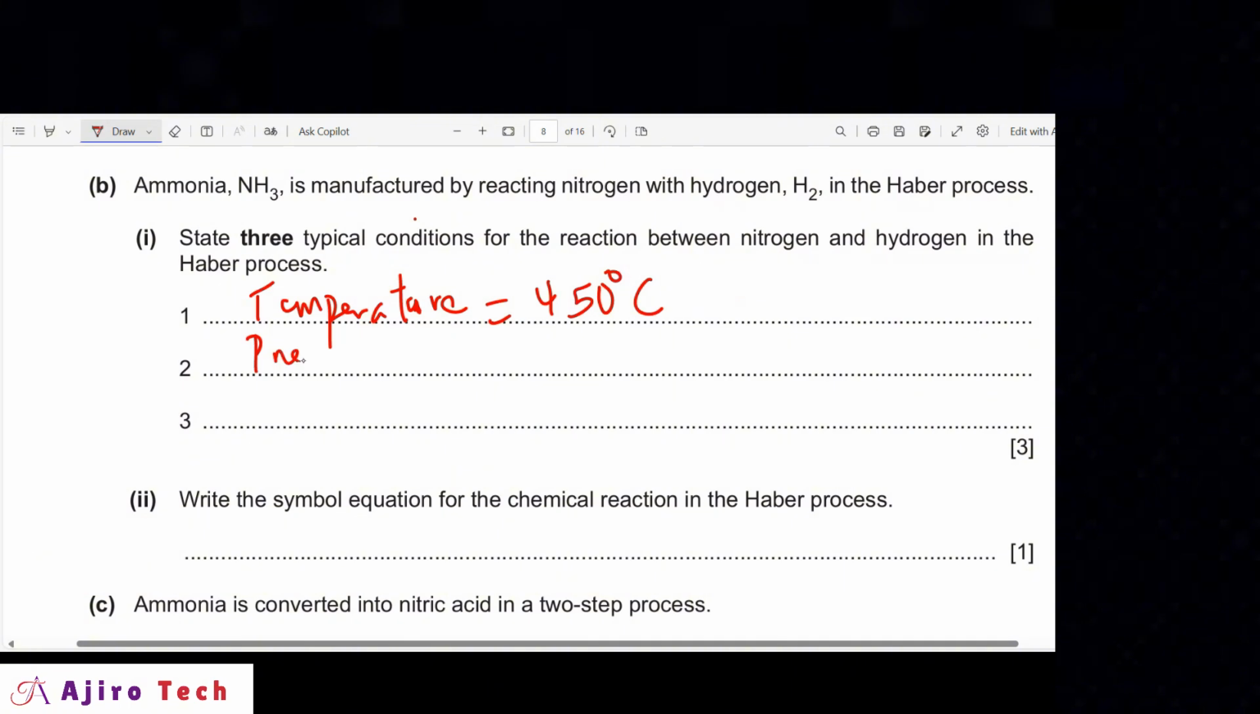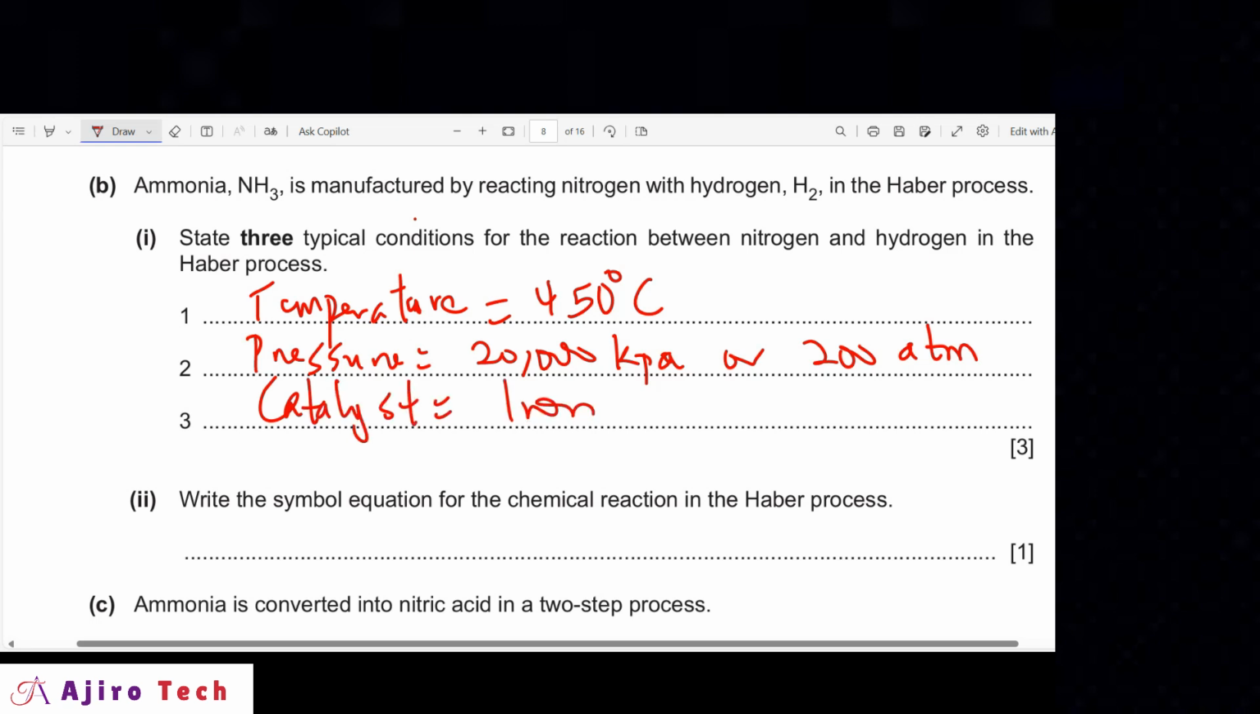Now the pressure can be expressed in kPa, or you leave it in atm. Either way, 200 atm. Just divide the kPa value by 100 and you get the answer in atm. Remember, every one of your conditions should have units. And then we have the catalyst. Iron is the catalyst, and that gets you the mark. All right, so these are the conditions for the Haber process.